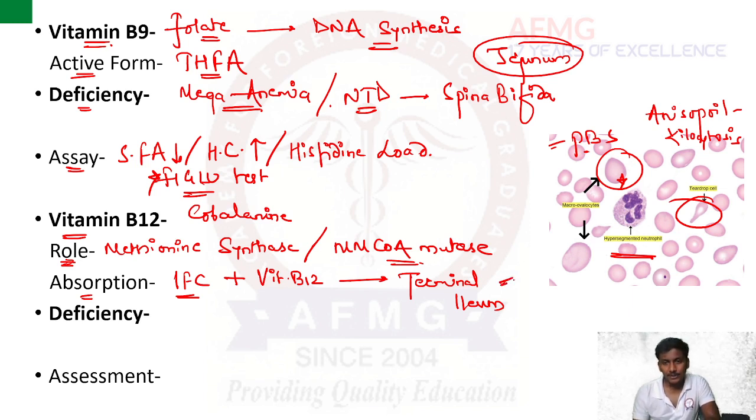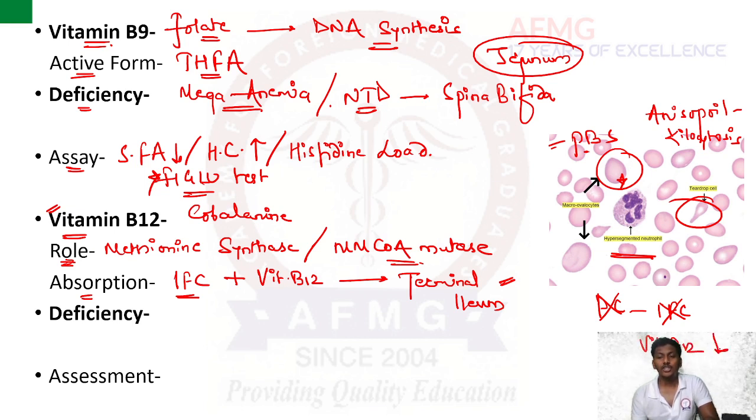If there is any pathology that affects the ileum, such as ileal resection, ileocecal tuberculosis, or a malabsorption syndrome like inflammatory bowel disease such as Crohn's disease, there would be malabsorption of vitamin B12. Or in conditions where the intrinsic factor of Castle is not produced properly, that means when there is parietal cell damage, there would also be vitamin B12 deficiency, and this condition is known as pernicious anemia.